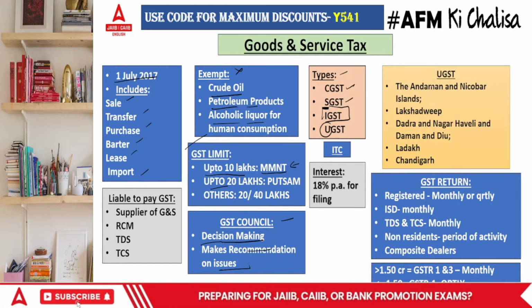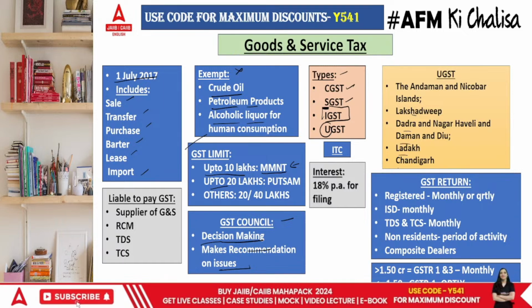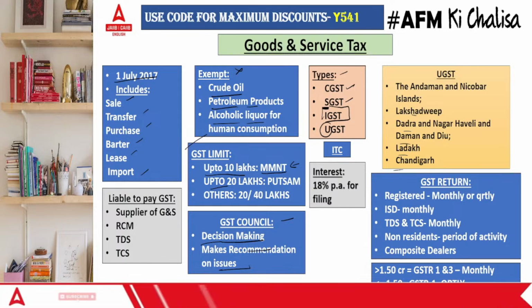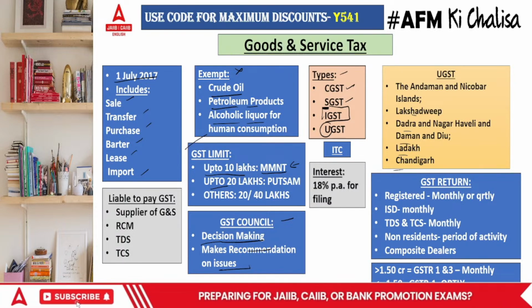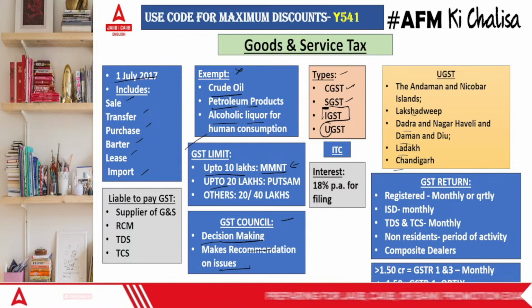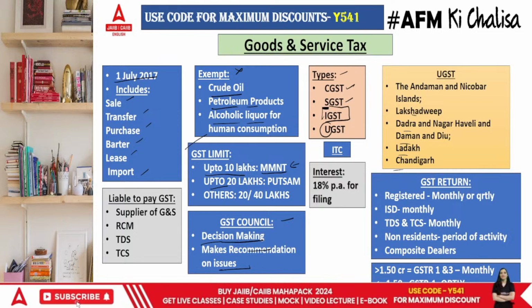UTs. First is Andaman and Nicobar, Lakshadweep, Dadra and Nagar Haveli, Daman and Diu, Ladakh and Chandigarh. These are the states which are basically UTGSTs. UTGST is UGST, which is levied on these organizations, right?